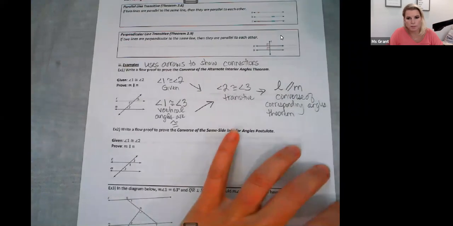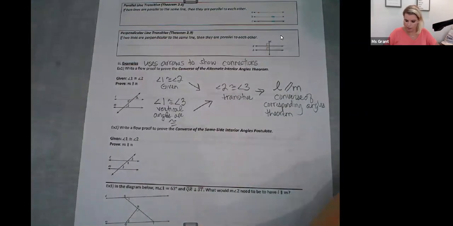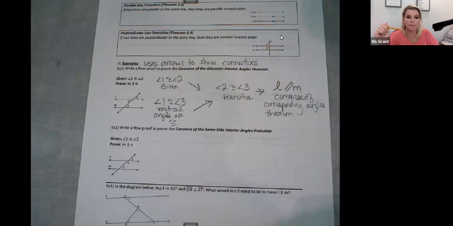The converse of the corresponding angles theorem. So real quick, I had to prove that I had corresponding angles, and then I wanted to prove that 2 and 3 were the same, corresponding angles, and then I could say that the lines are parallel. So I'm going about this very backwards, okay? So here we go.